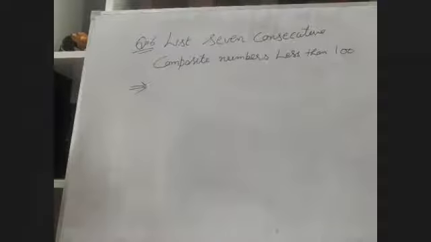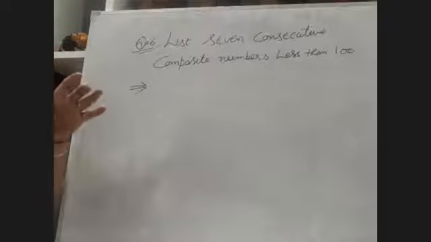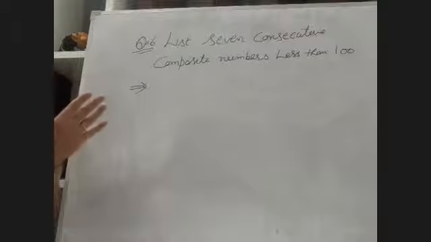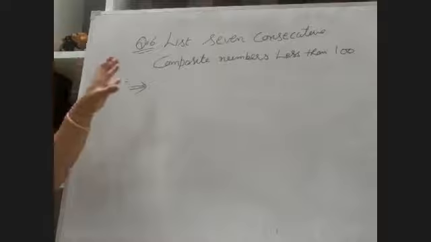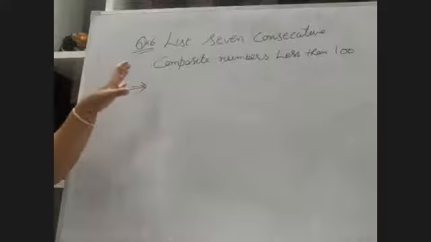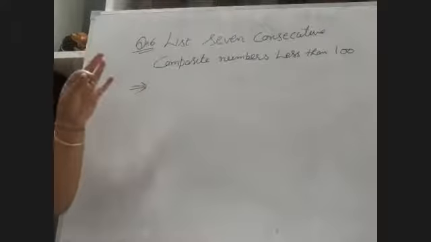The numbers having more than 2 factors. The numbers having more than 2 factors are known as composite numbers. Now, from 1 to 100, find 7 consecutive composite numbers less than 100.